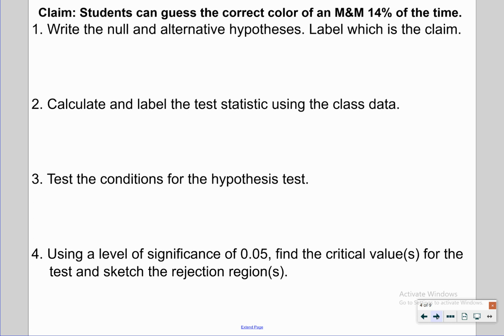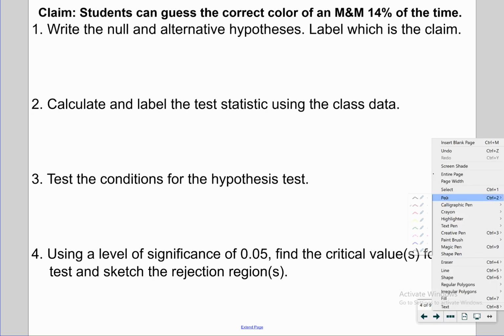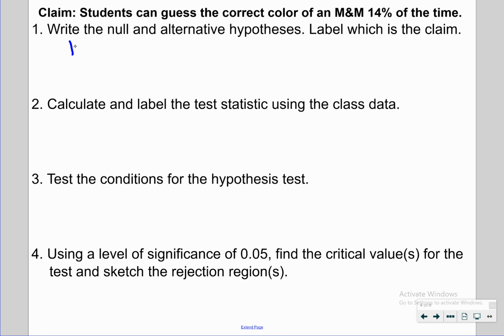So the first thing we're going to do is write the null and the alternative hypothesis. Okay. Is the claim a null or alternative? Null. It is a null. We're saying that the proportion is equal to 14%. Remember, we always use a decimal for these. Label it the claim. And then our alternative hypothesis, if we're not equal to, we are not equal to. There we go. And I can also label right now if it's a left tail, right tail, or two tail test. This is a two tail test.